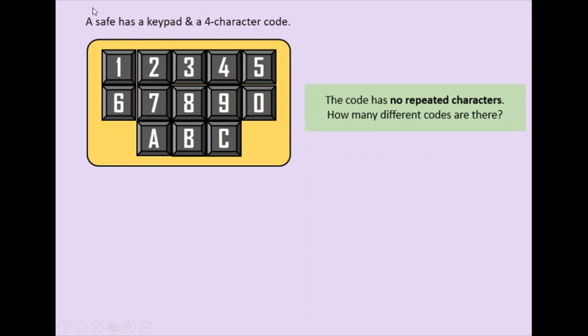And finally, I'd like you to look at this one. So I've got a keypad that has 13 different buttons on it, 13 characters, and I've got a 4-digit code again. The code has no repeated characters. How many different codes could there possibly be? So just have a quick work it out now. You will need a calculator, and then unpause it for the answer.